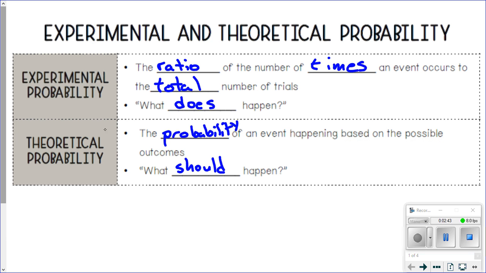Now, one of the keys with experimental probability is the more times you do an experiment, the closer your results are going to be to the theoretical probability. So if you flip a coin 1,000,000 times, it's likely that your results are going to be very close to the theoretical probability, meaning that half the time it's probably going to land on heads and half the time it's going to land on tails. Now, of course, it's not going to be exactly 50-50, but it's going to be very close to that. Whereas if you only did the experiment 10 times, it's possible that it won't be close to the theoretical probability at all.